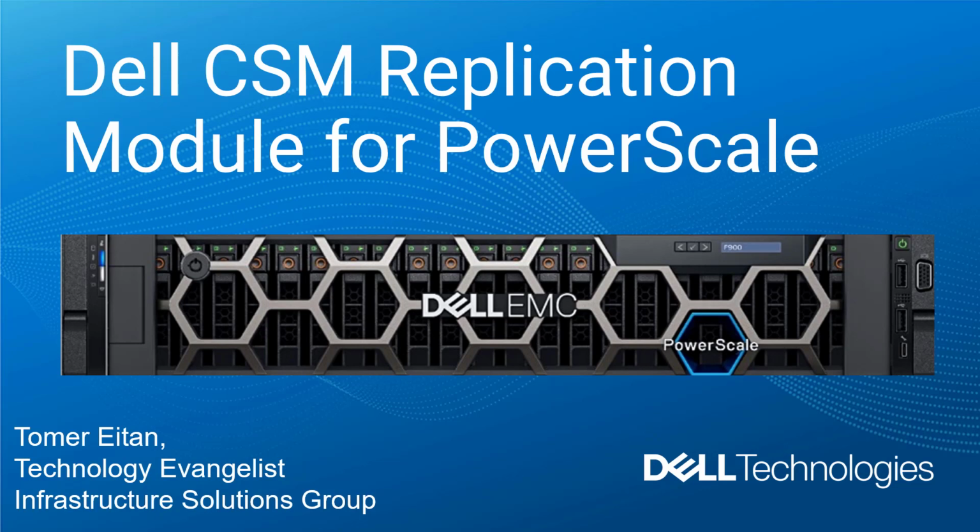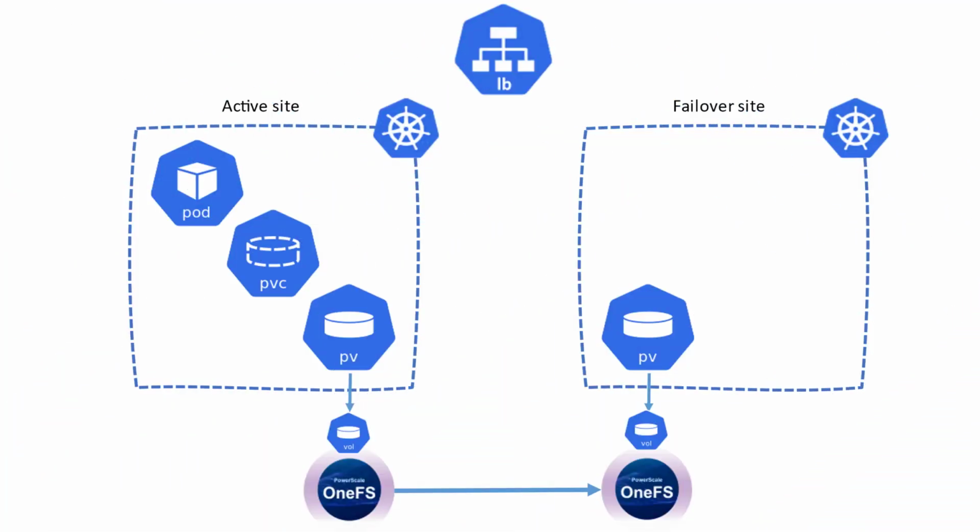In this demonstration video, I'm going to show you how to deploy CSM Replication for PowerScale and perform a failover of a Kubernetes application between two sites. CSM Replication is a module that allows provisioning of replicated volumes using Dell storage. In this release, we've added support for PowerScale using SyncIQ. This feature allows administrators to replicate groups of volumes using OneFS SyncIQ and provides an option to restart applications in case of planned or unplanned migrations.